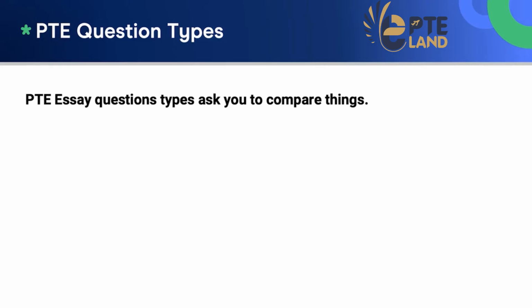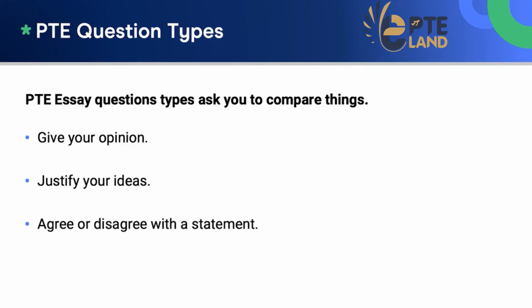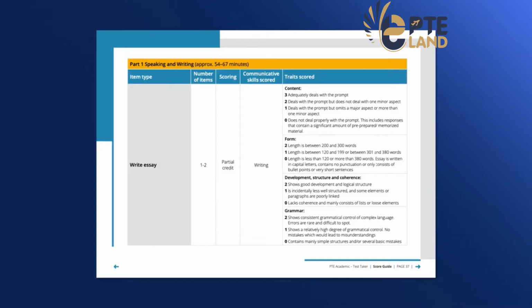That's because many of the essay question types ask you to compare things. You might be giving your opinion on something, justifying your ideas, agreeing or disagreeing with a statement, or arguing for or against an idea. All of these essay types require comparison. Using comparative and superlative adjectives is going to help you score well in content by showing that you adequately address the prompt, which often requires you to make comparisons.